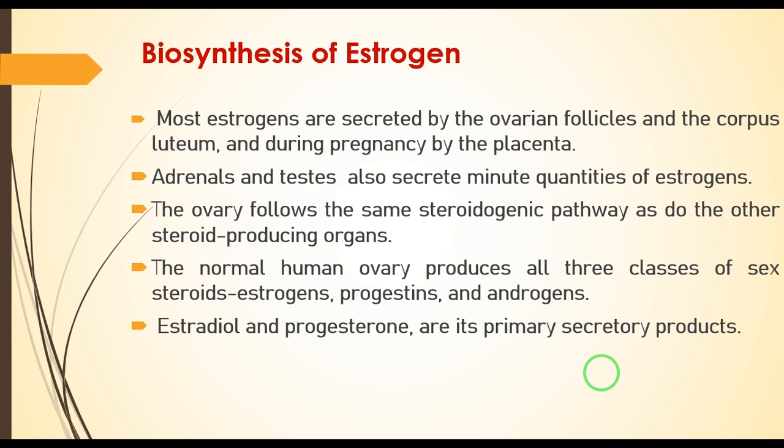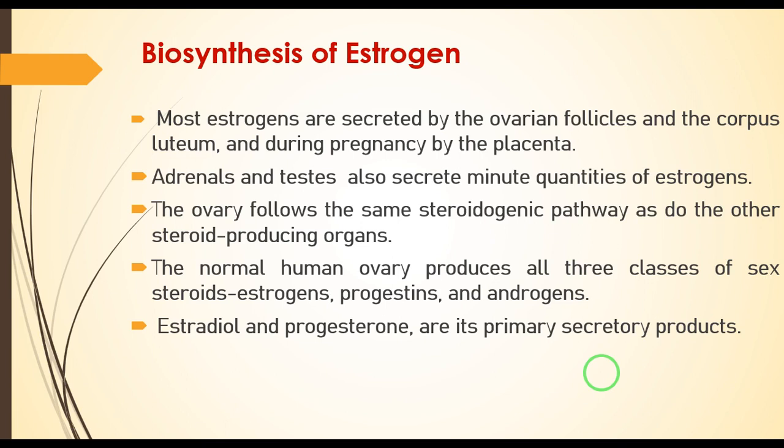The second important difference is the absence of certain enzymes that are important in the conversion of the cholesterol and other metabolites to a glucocorticoid like cortisol, and a mineralocorticoid like aldosterone. These enzymes, for example, the 21-hydroxylase is absent in the ovary, and the 11-beta hydroxylase is also absent in the ovary. So the ovary cannot produce glucocorticoid or mineralocorticoid.